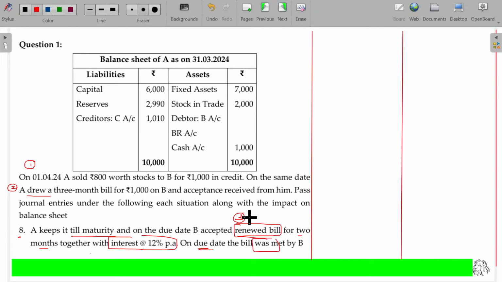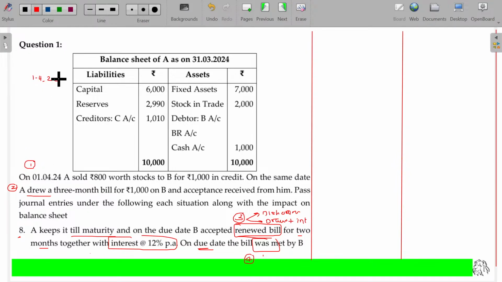So, renewal of the bill involving two aspects. One is dishonor of the original bill and drafting a new bill. Draw a new bill. While drawing a new bill, interest is added. And fourth one is nothing but meeting the bill on due date. The second bill is met on due date.